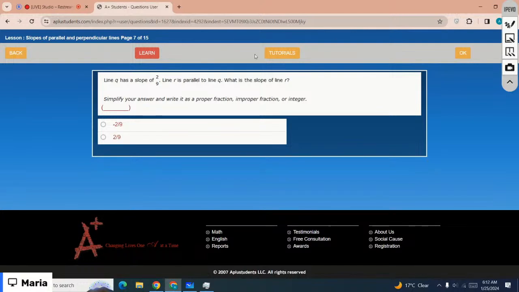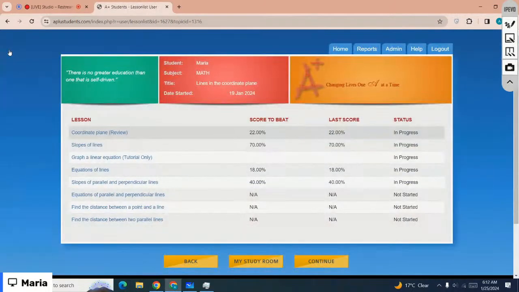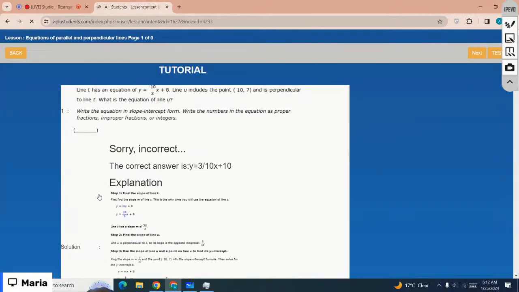And the next lesson is equations of parallel and perpendicular lines. If two lines are parallel or perpendicular, let's see how we write their equations. Line T has an equation of y equals negative 10 over 3x plus 8. Line U includes the point negative 10, 7 and is perpendicular to line T. What is the equation of line U?